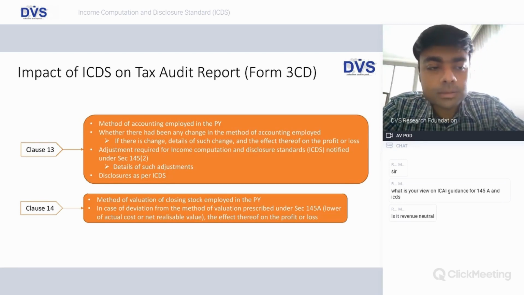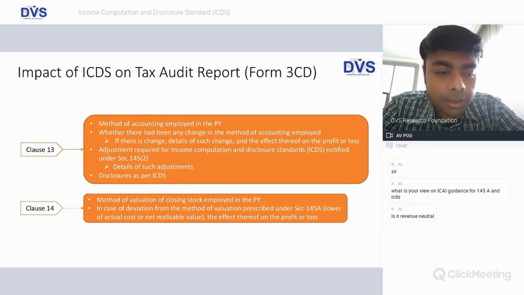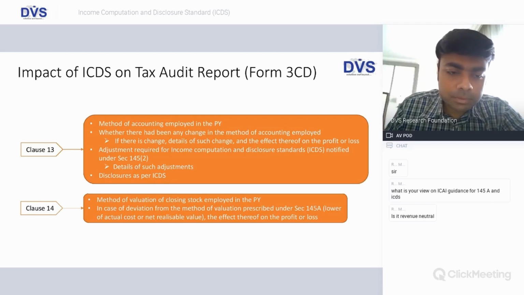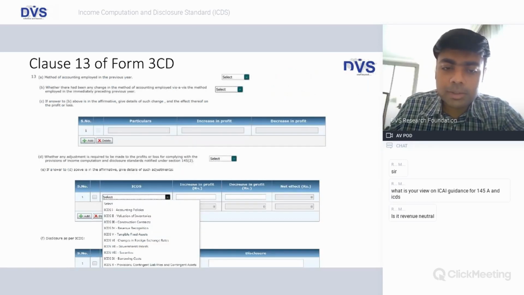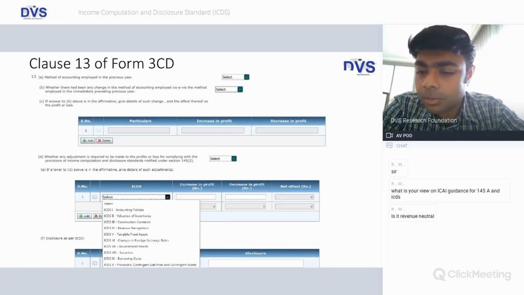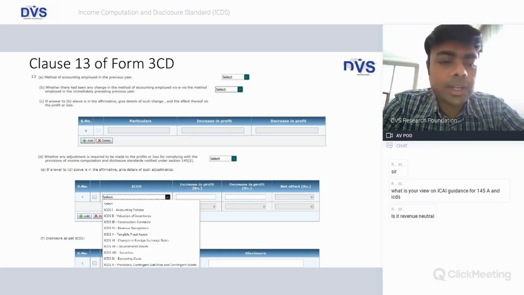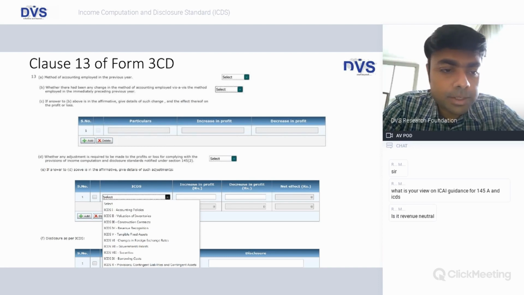So moving on, clauses 13 and 14 of your tax audit report, which we saw in the earlier webinar on tax audit, categorically expect a tax auditor to give disclosures on ICDS. Clause 13 talks about the method of accounting employed in the previous year, whether there has been any change in the method of accounting employed, and any adjustment required. Clause 14 talks about the method for valuation of stock and where there is a deviation from the methods prescribed under 145. This is a specific extract from your Form 3CD.